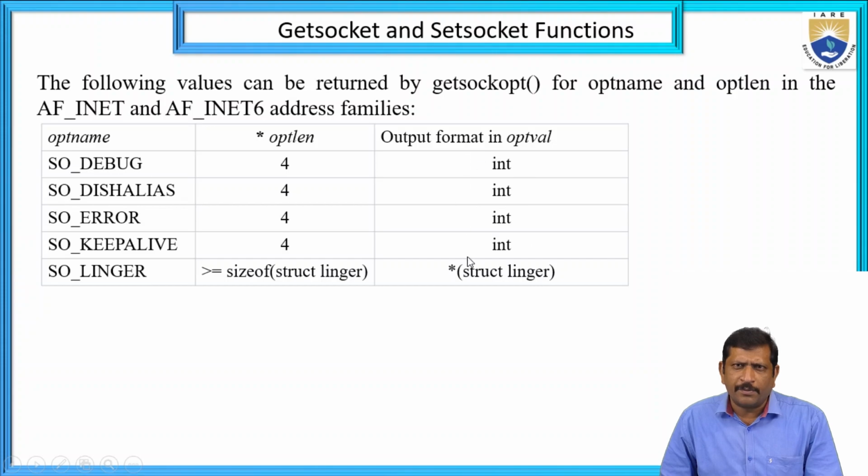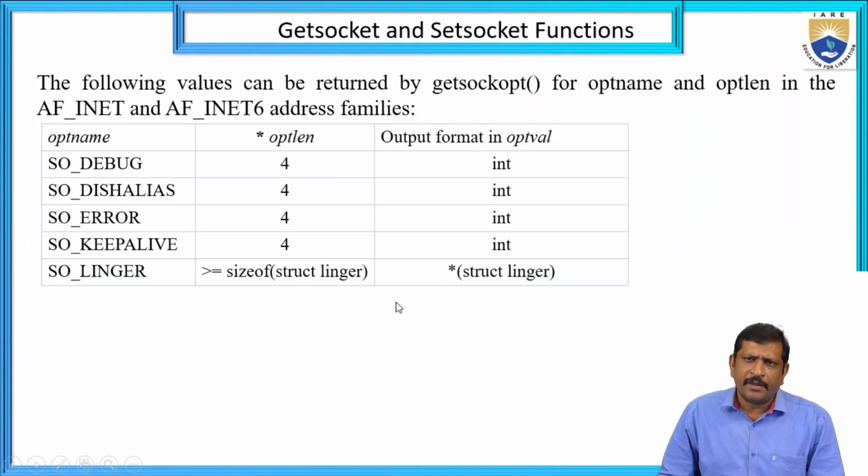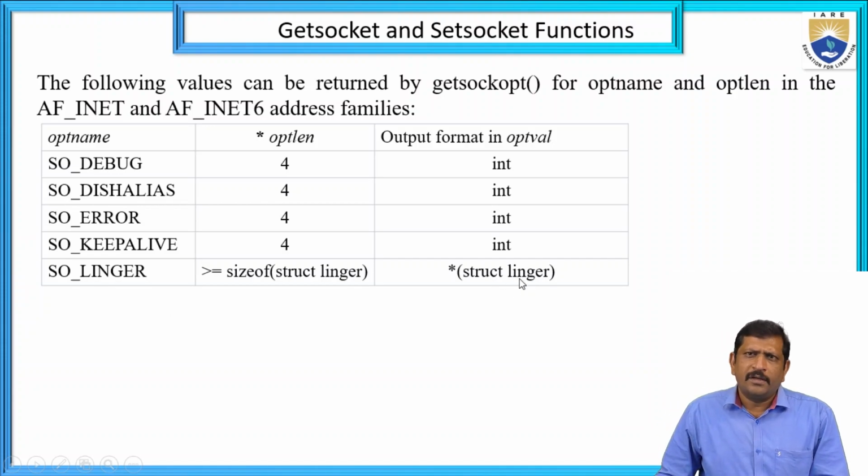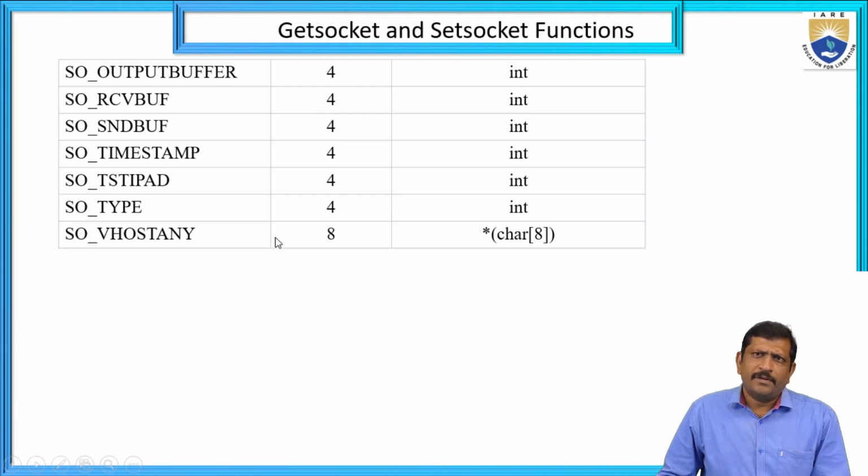Now the type of this option value is integer type. Debugging is integer type, and this is the error, also integer type, and keep alive also integer type. And for the output format of the option value, the socket option value is a structured type pointing to struct linger. That means a struct linger, *struct linger.